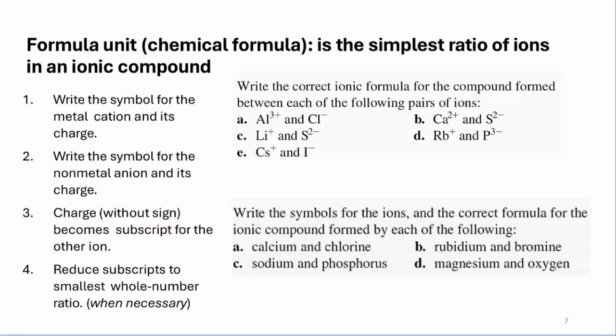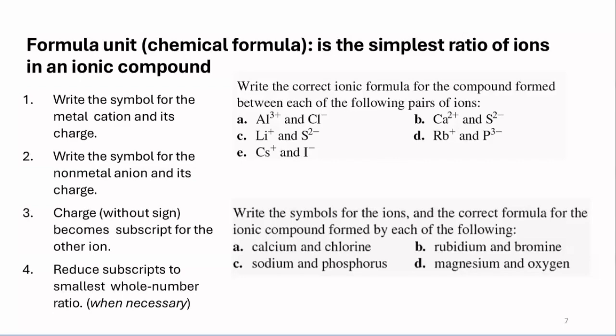We can see that if you're given names for the elements like we see in the bottom, all we have to do is write the symbol for the metal cation and its charge, write the symbol next for the non-metal anion and its charge. Then we are going to take the value of the charge, make it the subscript of the other ion, and we will see that occasionally we have to reduce the subscript to the smallest whole number ratio, but that is only when necessary. Let me illustrate 2 examples of each of these problems to see how we develop chemical formulas for ionic compounds.